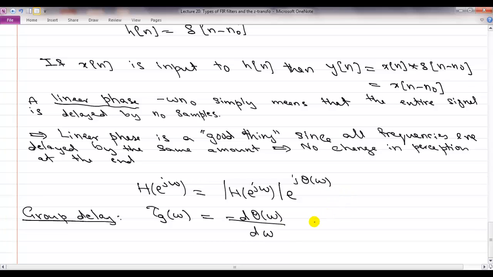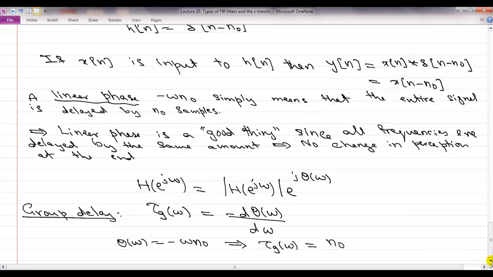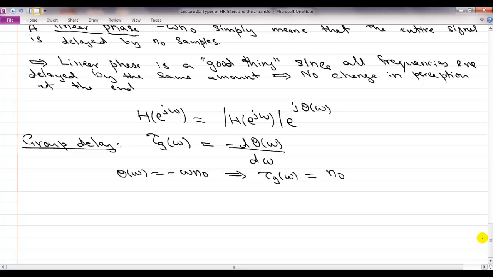Okay, so if I take the previous example, we had theta of omega equal to minus omega n naught. This means that my group delay is equal to n naught, which means that all of my frequencies are delayed by the same n naught. Their relative position in time is not changed. Okay, so that is a good kind of filter whose group delay is a constant, or in other words, whose phase is a linear function of omega. You would see, for example, cases, especially in IIR filters, where you get group delays which are not constant. And that's why those kinds of filters are not preferred, at least in certain applications.